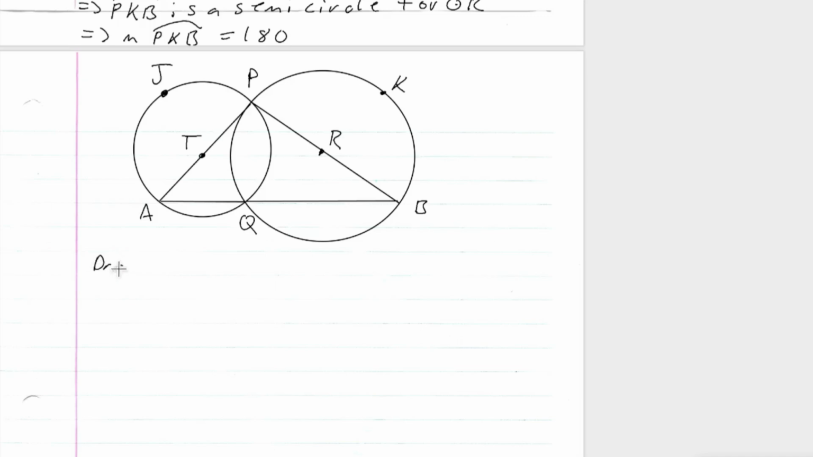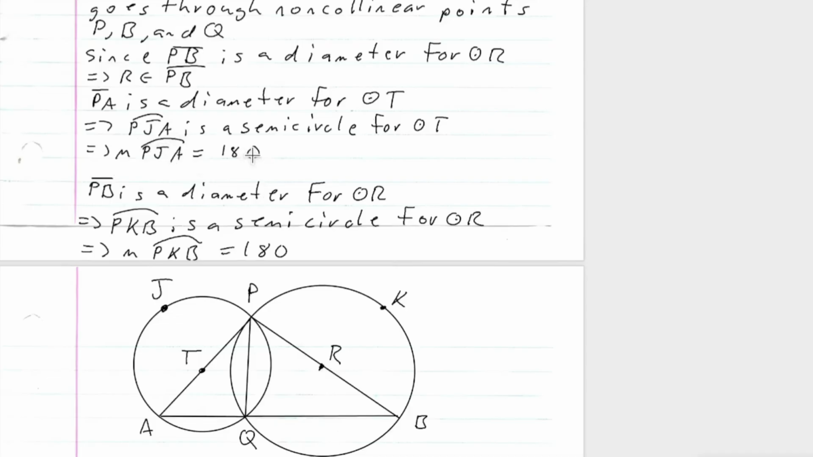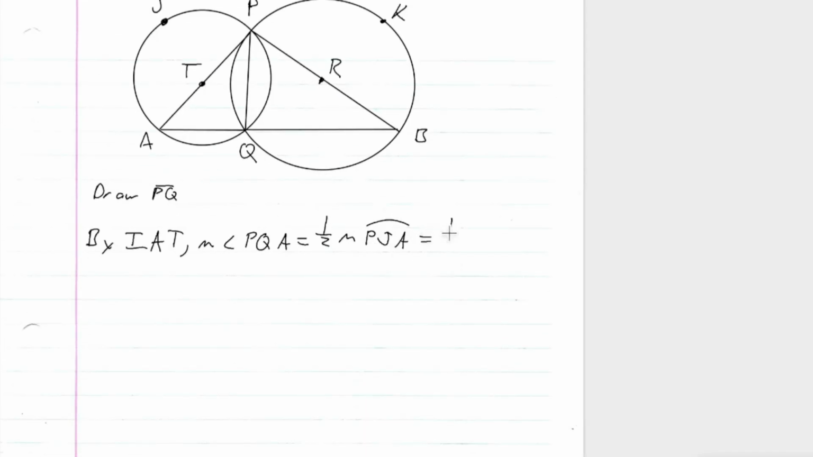Now I'm going to draw line PQ. Okay, so there's PQ. Now I know that this angle here is an inscribed angle for circle T. So by the inscribed angle theorem, the measure of angle PQA is equal to half the measure of arc PJA. But earlier I showed that the measure of arc PJA was 180. So this is equal to half of 180, which is 90. So I know the measure of angle PQA is 90.